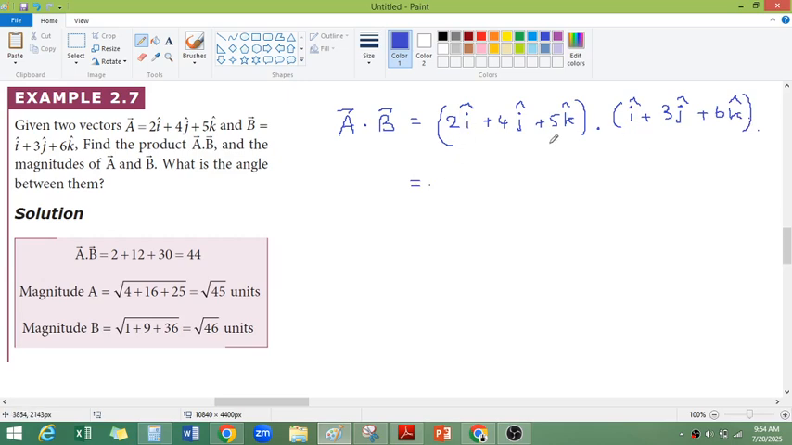Whenever you get a dot product like this, it's very simple. Just multiply the i's together, j's together, k's together and add them. So 2 into 1 is 2, 4 into 3 is 12, 5 into 6 is 30. That means 42, 44. So 44 is your answer. Since the result is a scalar, there is no vector here. It's only a scalar number.